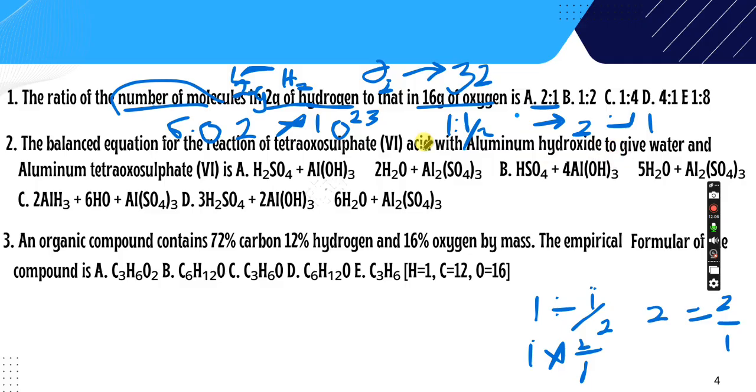The balanced equation for the reaction between tetraoxosulphate(VI) acid, that is H2SO4, and aluminium hydroxide, Al(OH)3, to give water and aluminium tetraoxosulphate(VI) is dash. So they're asking us to balance the chemical equation here.